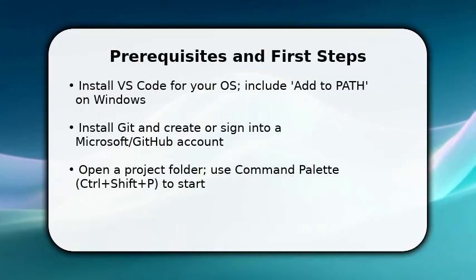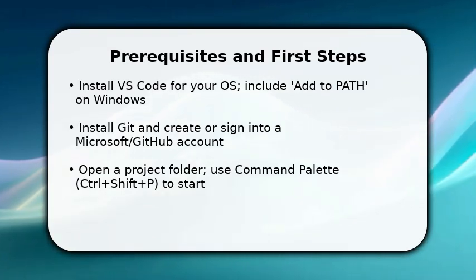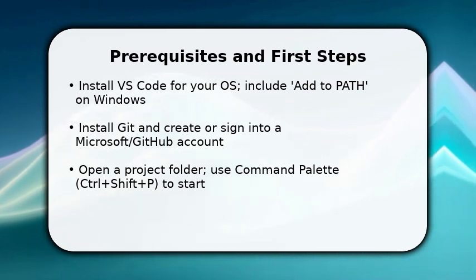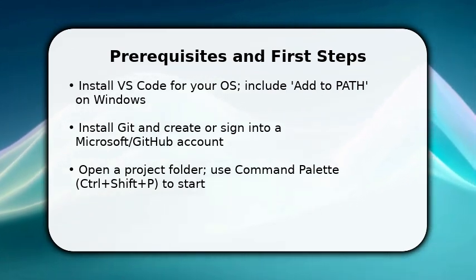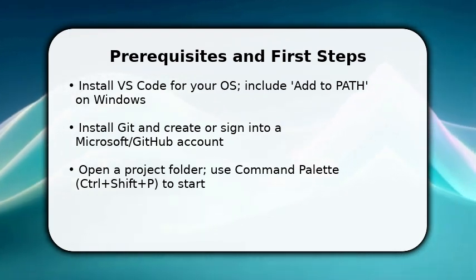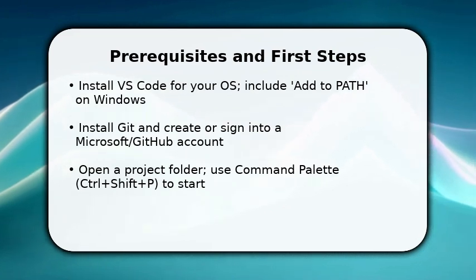You'll begin by confirming prerequisites and taking your first actions. Install VS Code and Git, then open the project folder you'll work in. Once done, sign into your account to sync settings if you want. Make sure to enable Add to Path during installation on Windows. This lets you run code from the terminal.